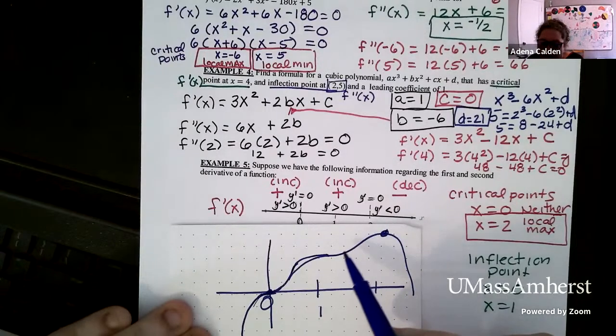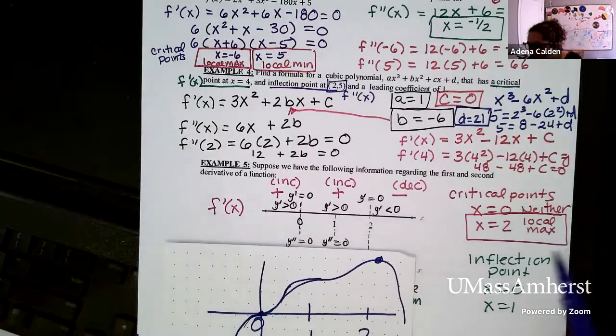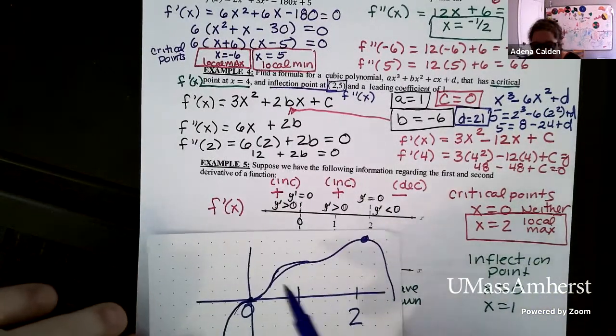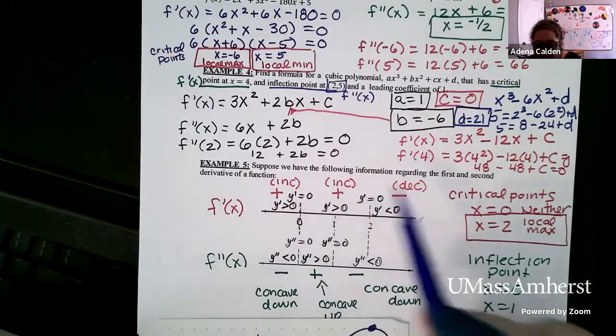So I'm concave down here, right? I'm concave up sort of in between, and I'm concave down here. It's not perfect in terms of a sketch because I kind of messed up this little bump here, but I can see the properties here.